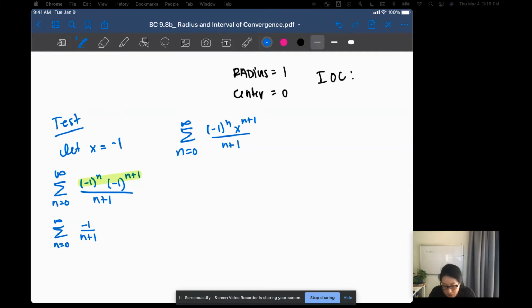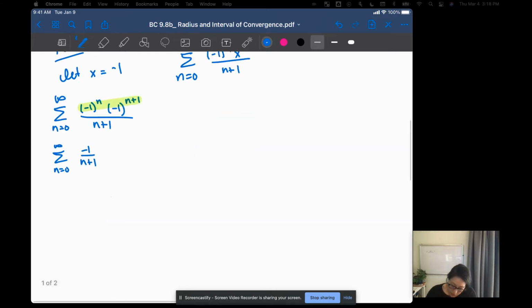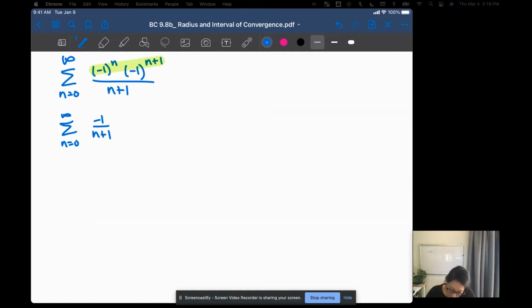So I'm going to end up with, I did this one yesterday. Okay, so 1 over x plus 1, because I can rewrite this as the negative sum of n equals 0 to infinity of 1 over n plus 1. So I'm just going to evaluate this part, and then if I can, I'll multiply by the negative 1.